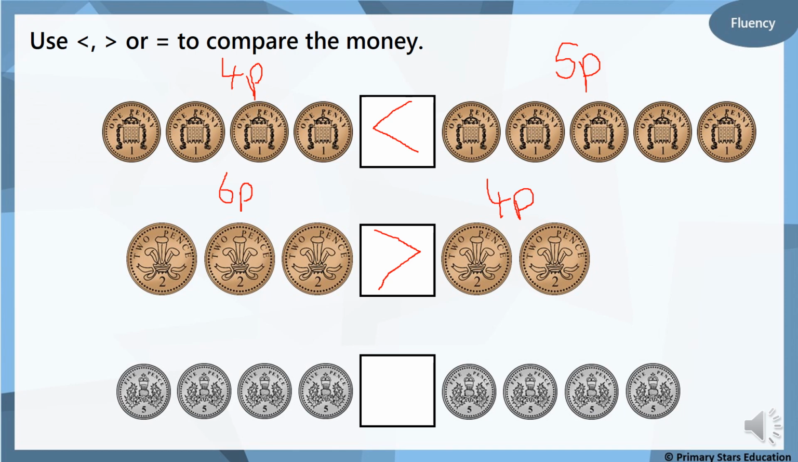Let's have a look at the last one. Let's count in fives together. 5, 10, 15, 20. There's 20p there. Let's see what the amount is here. 5, 10, 15. And we've got 20p here. Now, because they're the same, we're equal. So we are going to draw the equal sign to show that they are the same. So 20p is equal to 20p.